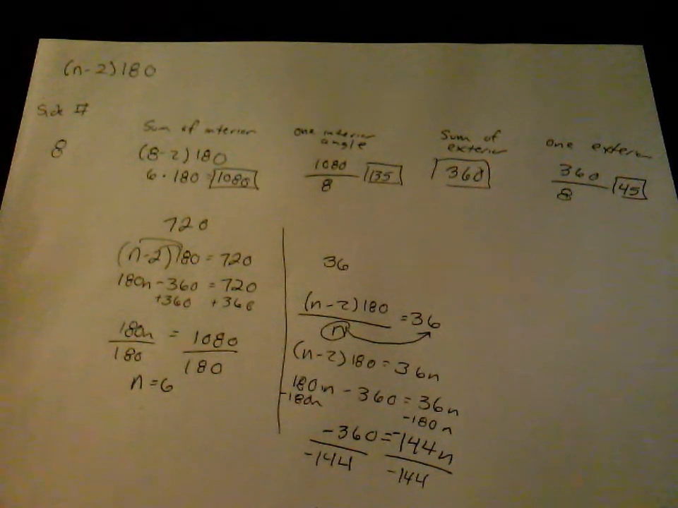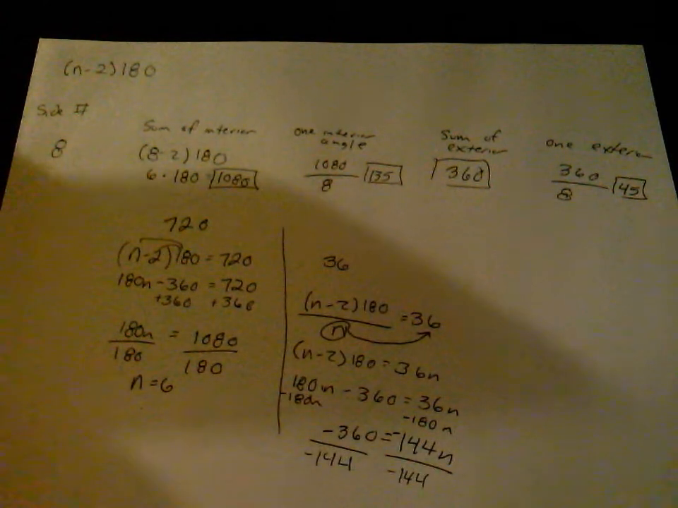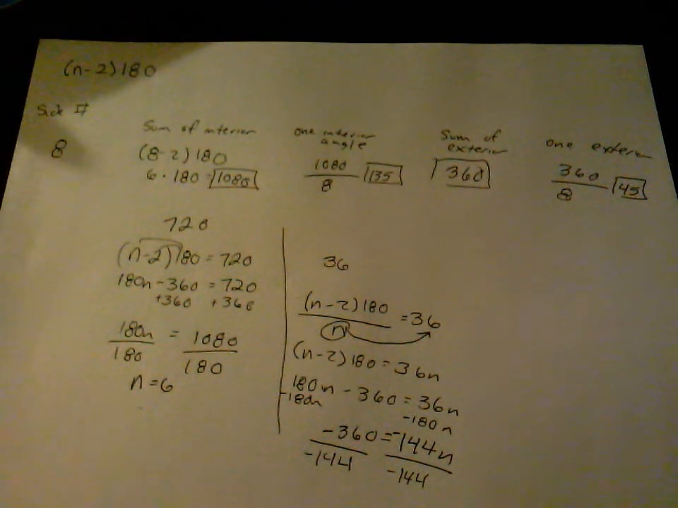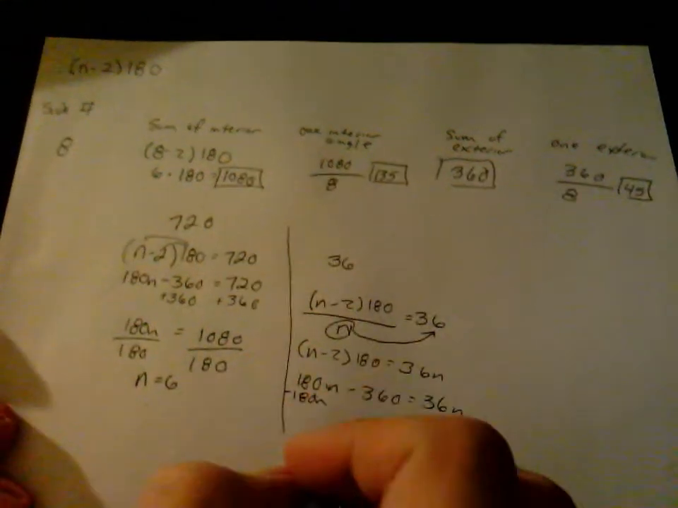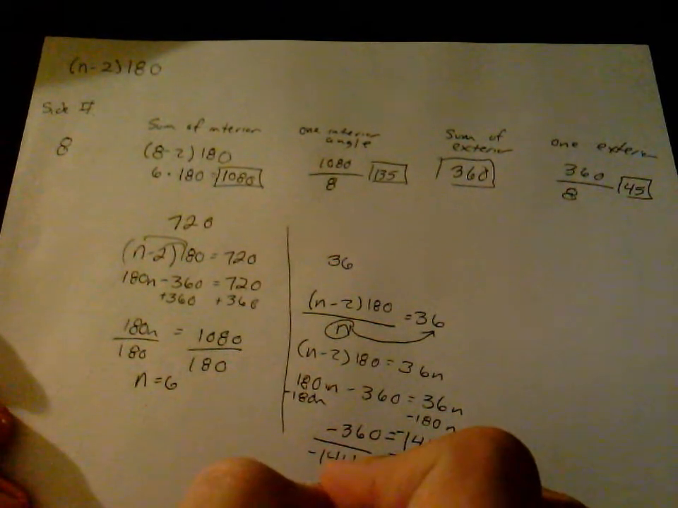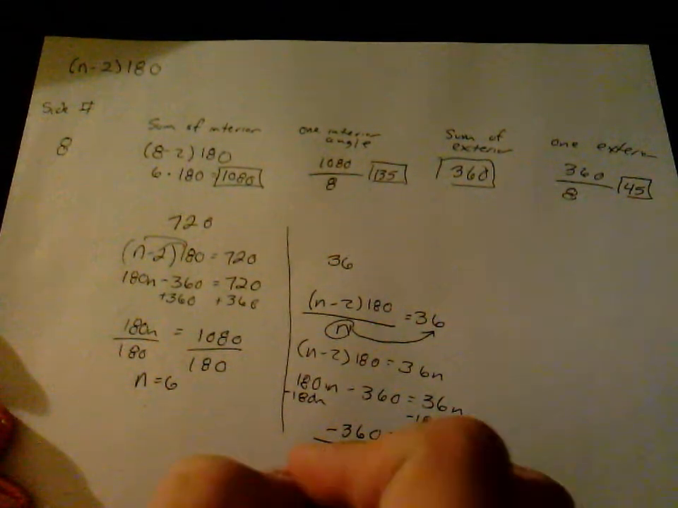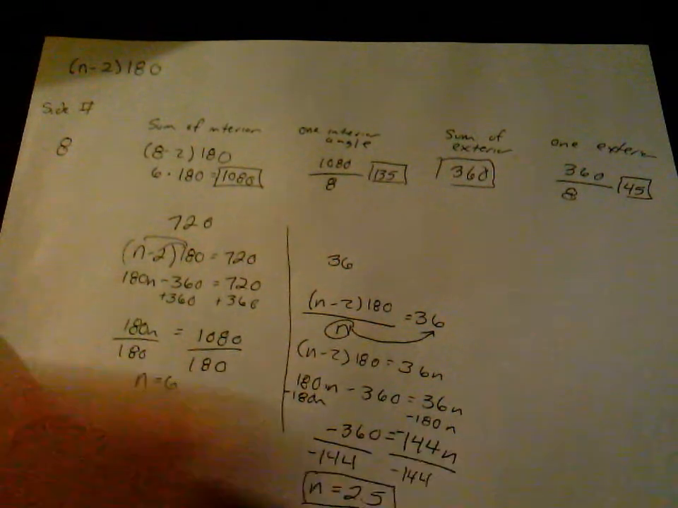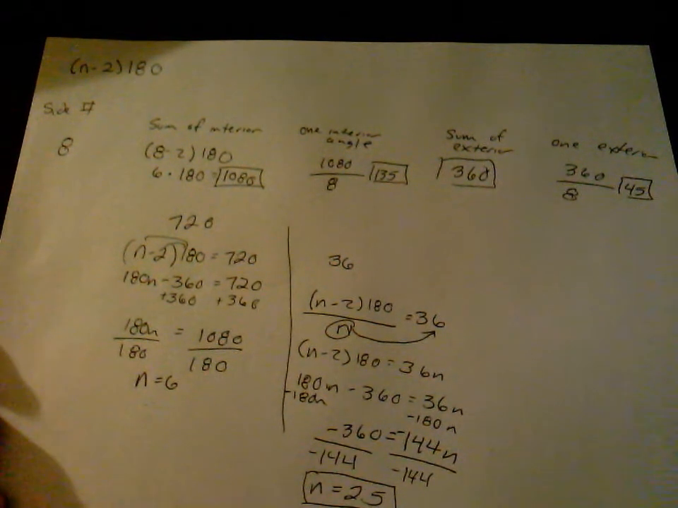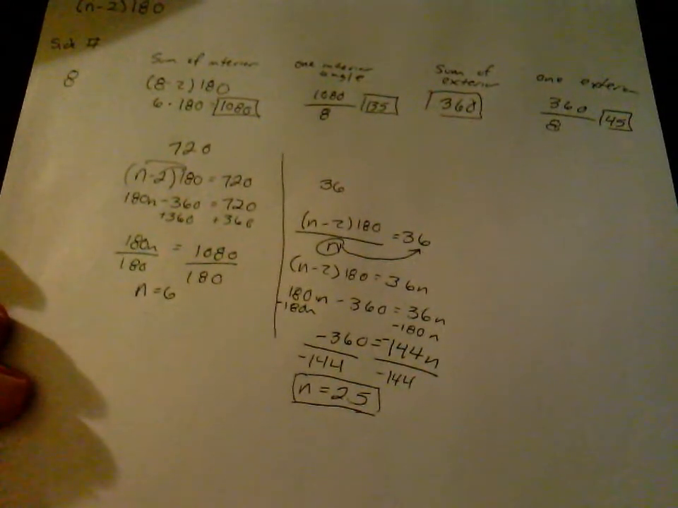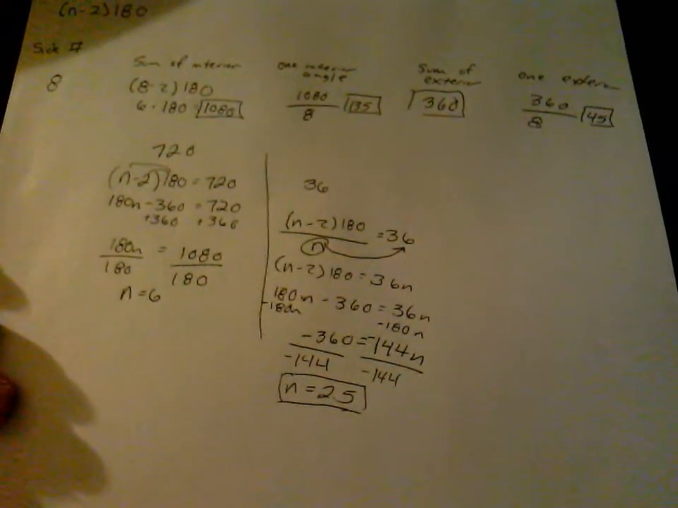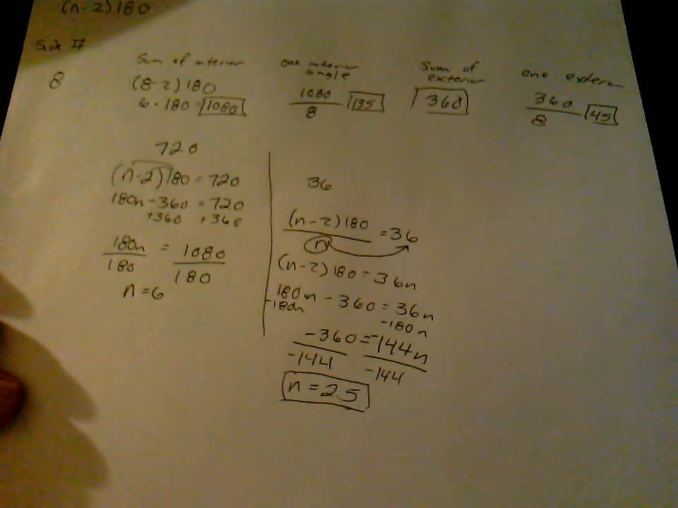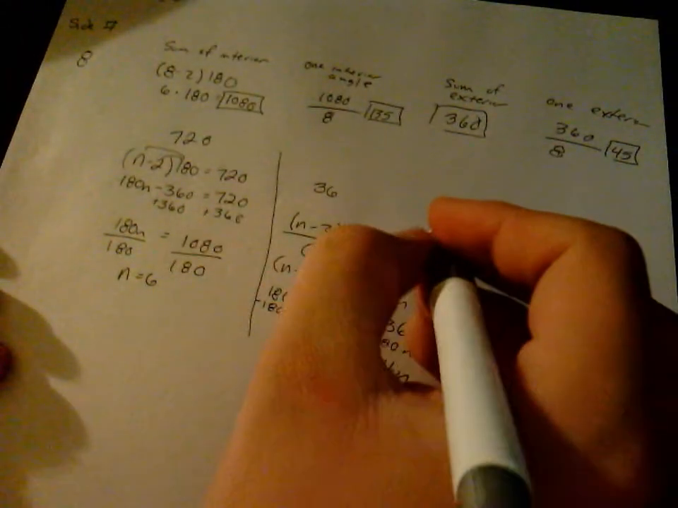And when we did that, we would get n equals 2.5. Now technically you're never going to get a decimal when it comes to side length, so don't worry too much about that. I just took a shot in the dark at what an angle could be, but whatever. That's how you figure it out.